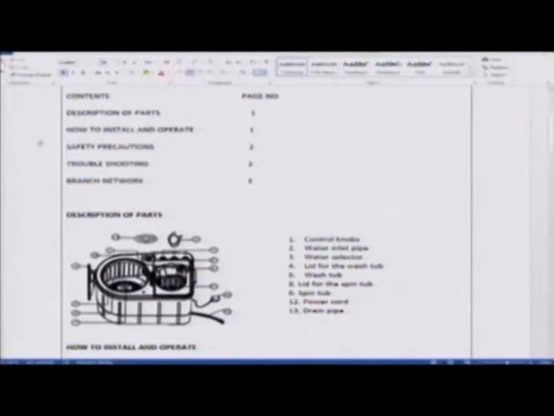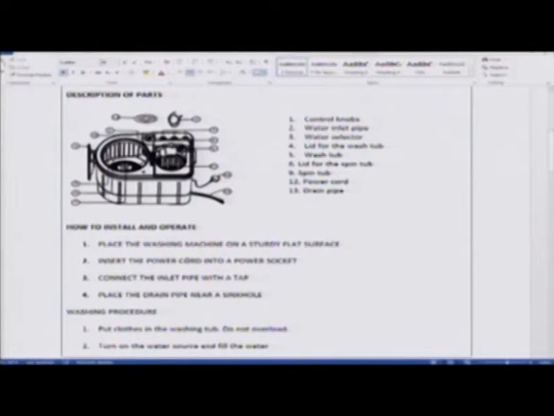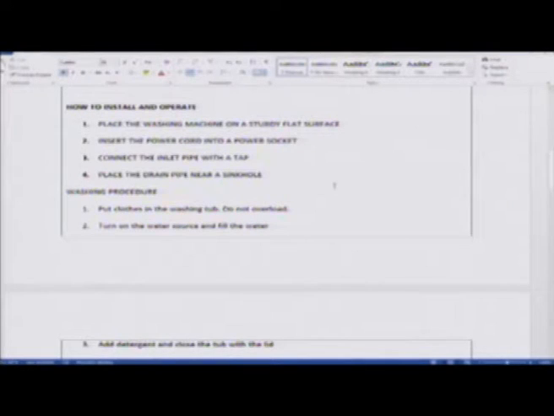Then you have contents. This is a very simple sample and an extract from it. So, only a few things are listed here, but a manual can actually have many items listed. Then usually a manual has a description of parts. So, here is a semi-automatic machine. Its parts are labeled here and they are explained here. And then how to install and operate.